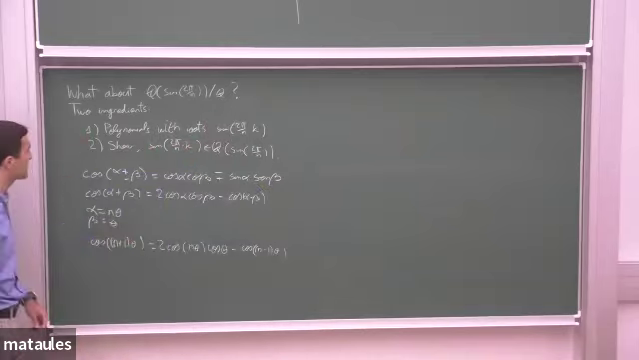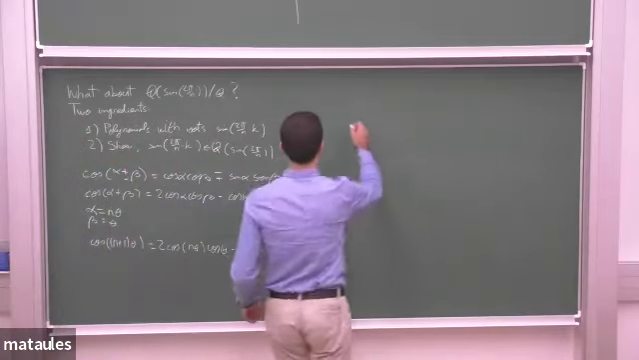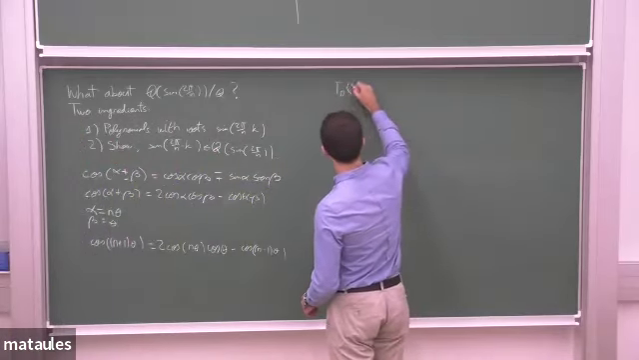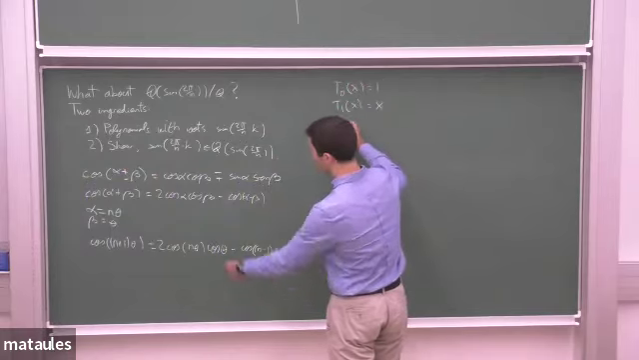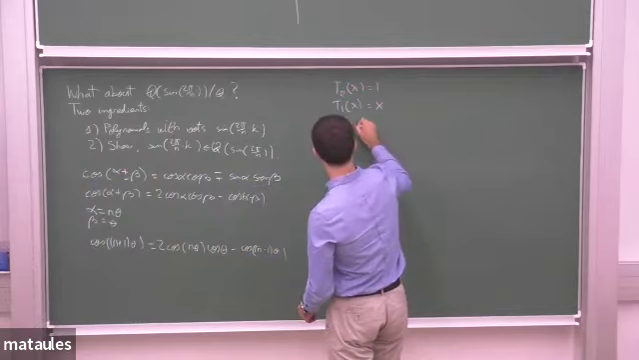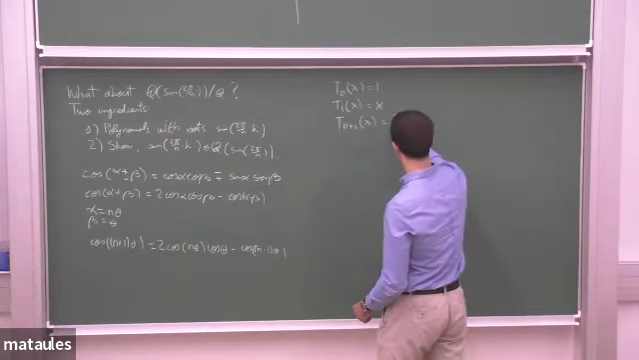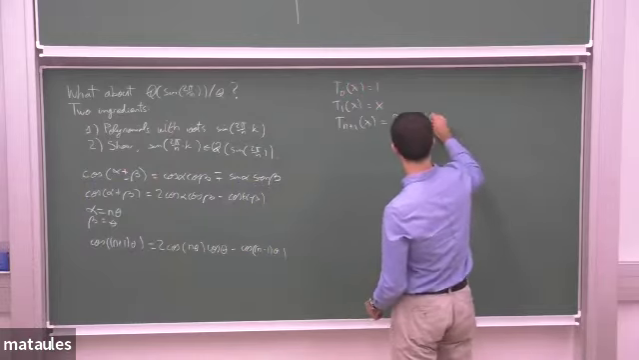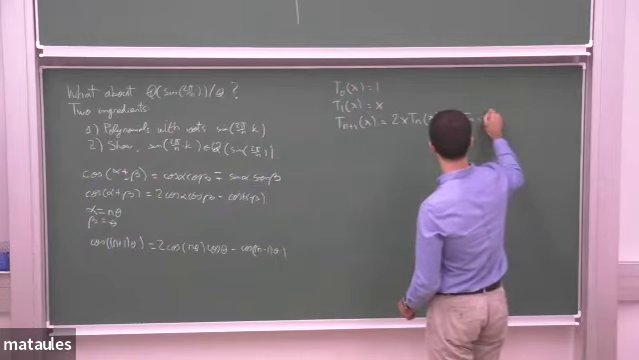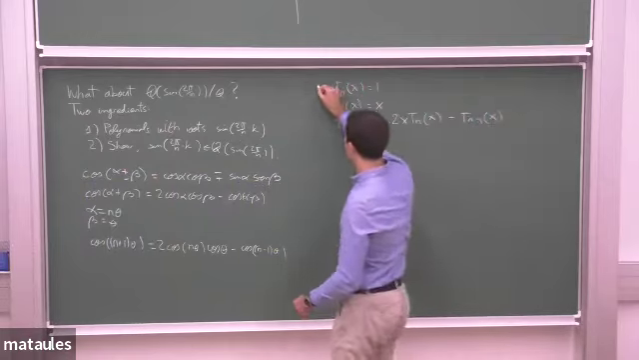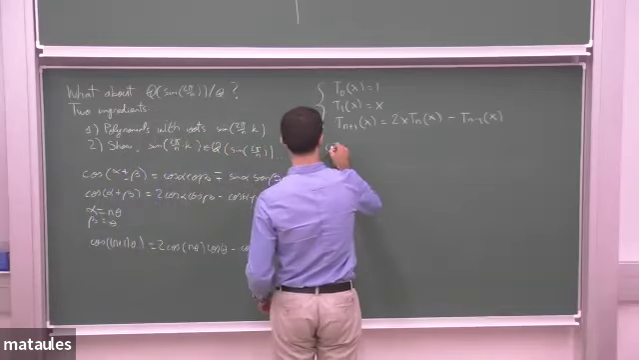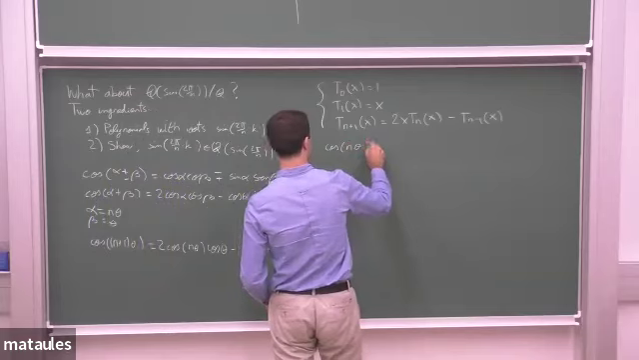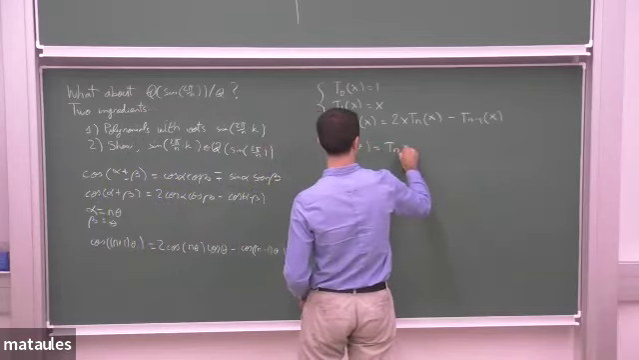Right, so this suggests taking the following definition. We define T0 of x to be 1, T1 of x to be x, and we use this formula to define T(n+1) of x, right? We define it as 2 times x, Tn of x, minus T(n-1) of x. And now, just by looking at these formulas, we have the following, which is that cosine of n times theta equals Tn of cosine of theta.